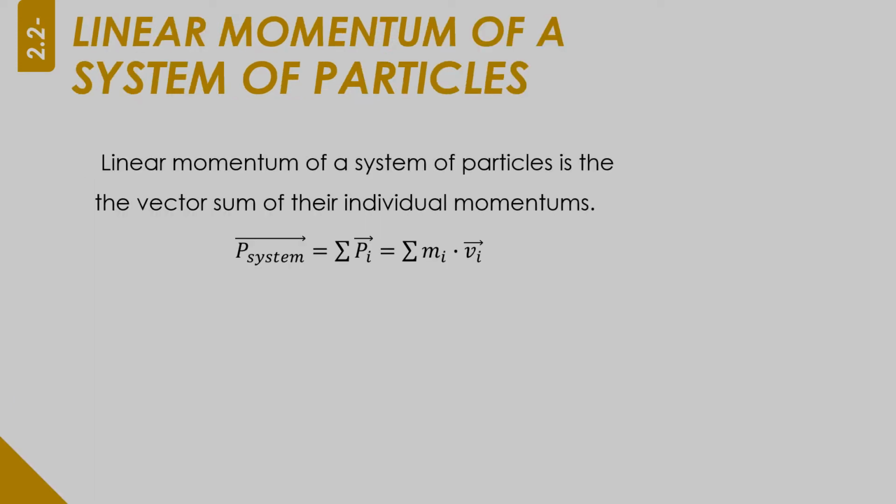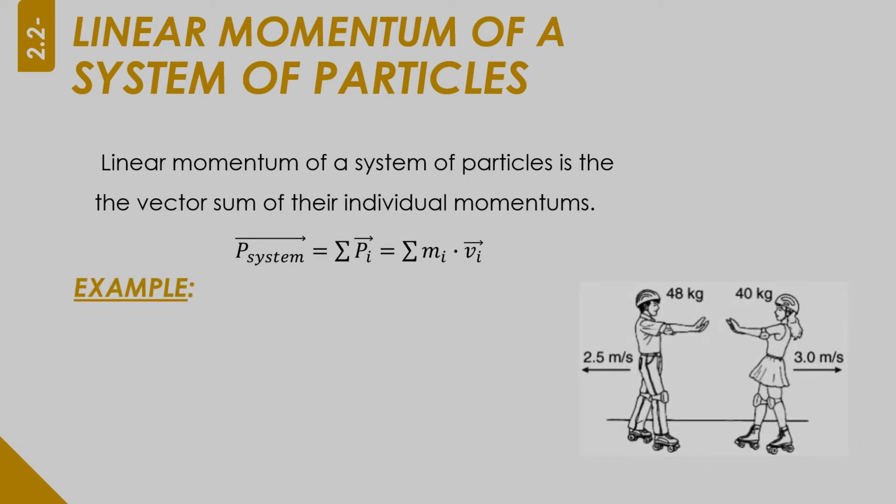On the other hand, if we have a system of many objects together, let's say a man and a skateboard together, for example, to calculate the linear momentum of that system, which is a vector, all we have to do is just add the vectors of momentums of these objects. We denote that by summation of pi or simply sum of mi vi.